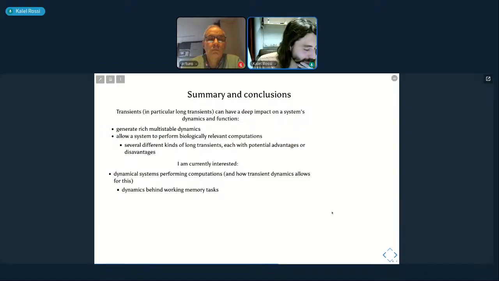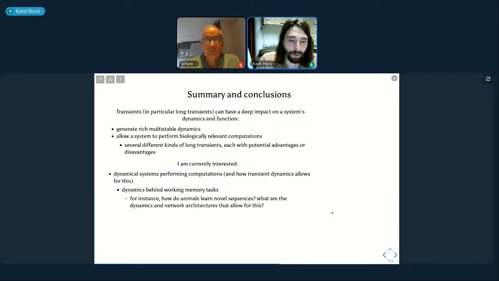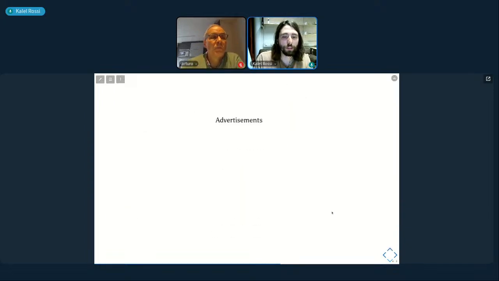But just going back to what I'm interested in now is working memory tasks. So how animals solve working memory tasks or dynamics in state space that allows for this. And so, for instance, how we learn new novel sequences. And also how you can detect and characterize transient dynamics. So this is basically it.